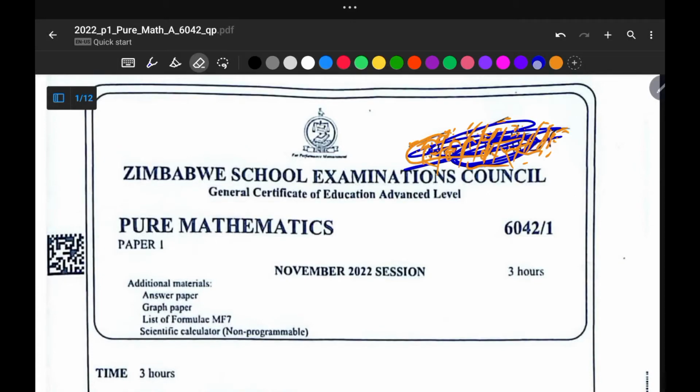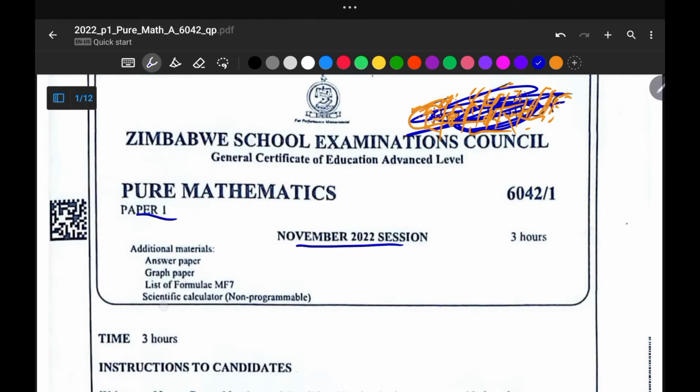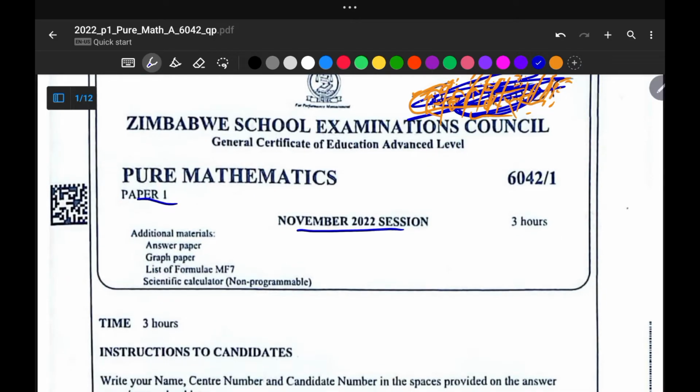So today we are going to continue with our pure maths revisions. Today we are having this question paper, the November 2022 session, pure maths paper 1. I do believe guys that you have already done this paper before, so you can make use of this session to assess yourself and to improve the way you tackle pure maths questions.